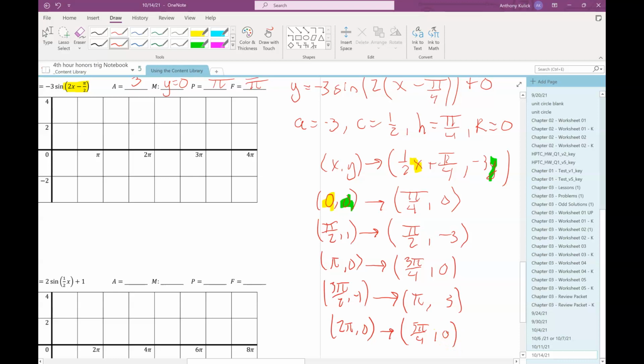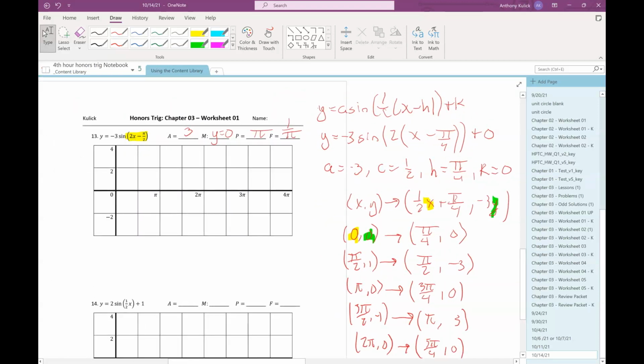Notice the x-coordinates are just going up by 1/4 of pi each time, right? That'll always be the case. It'll always be the same amount that the x-coordinates are going up by. It won't always be pi over 4, but it'll be the same amount. And then we just need to graph and stuff.